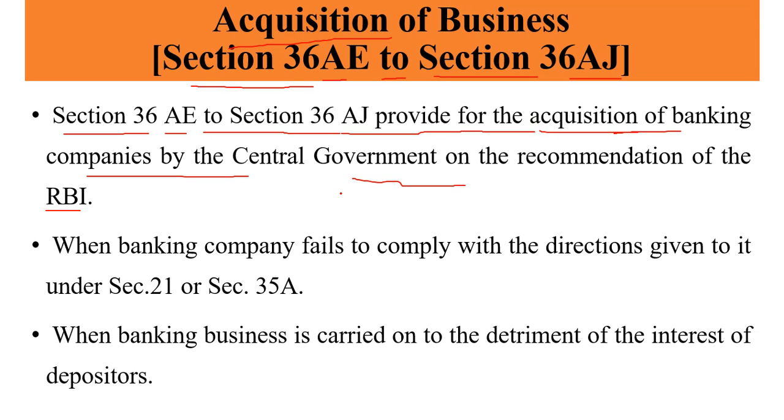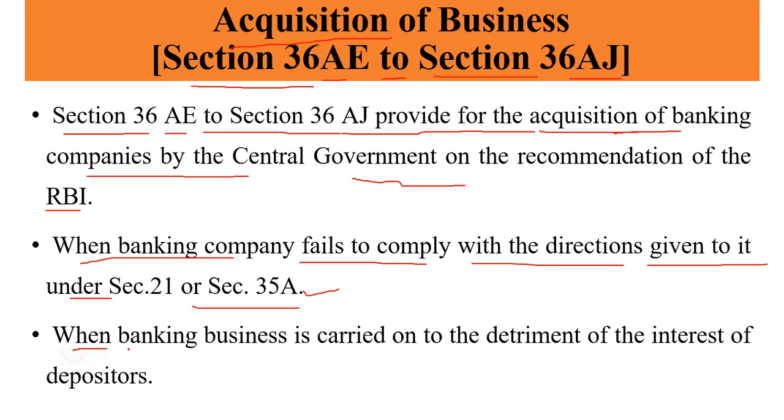When a banking company fails to comply with the directions given to it under section 21 or section 35A. If any banking company fails to comply with the directions which are given to it under section 21 and section 35A, then in that case the central government or RBI can acquire that bank, or they can take over that bank under their control.